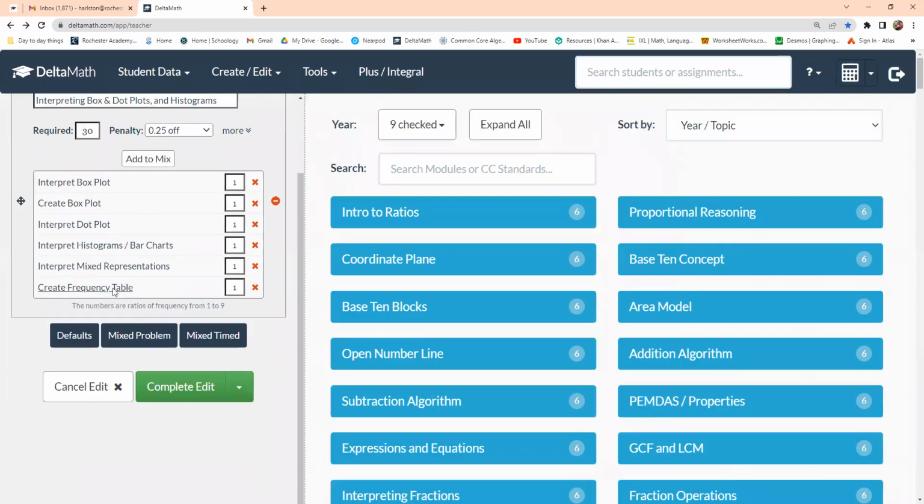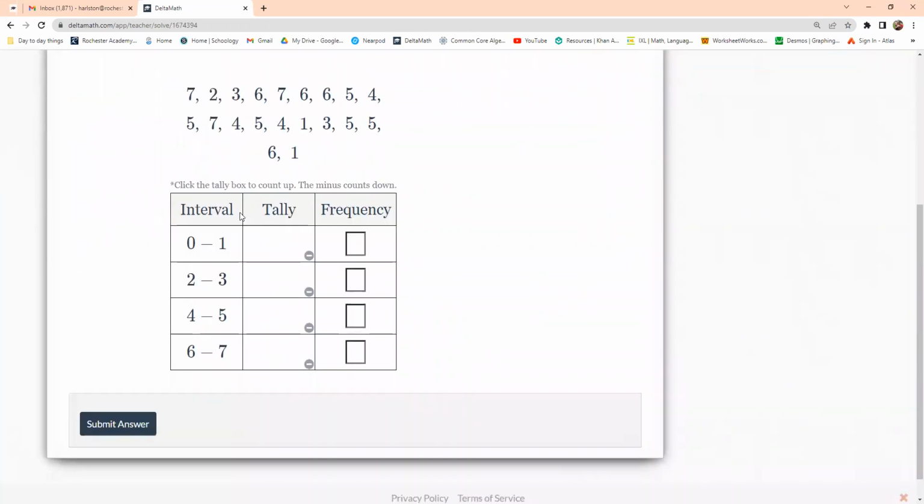Last one. The frequency table is probably the easiest one. All you're doing is counting. All right, so 7 goes here, so you press that. 2 goes here, so you press that. 3 also goes here, so you click on that. 6 goes here, click that. 7, click this. 6, click this. Another 6, click this. 5, click here. Get rid of the 5.